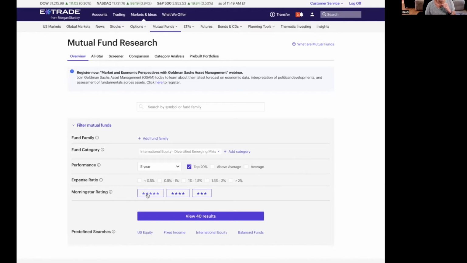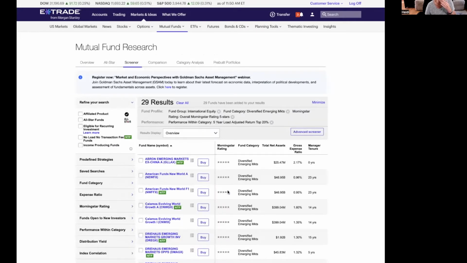We can pick our Morningstar rating. We can say our expense ratio, how much we're willing to spend on it. So maybe we're going to say 4 or better. So now we're down to, let's just go here and see what we end up with. So there's 29 results that we get to look at here.